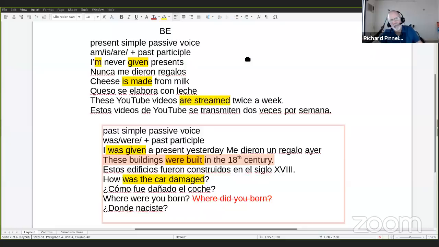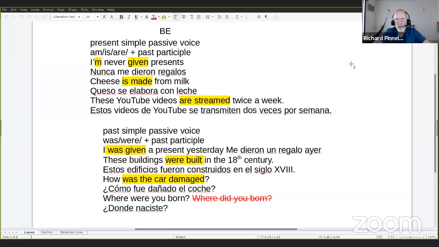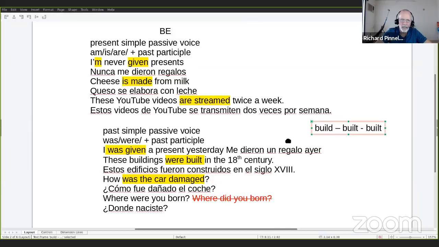Yeah, built is el pasado, they built. Build is el construir. Y el pasado, but it's not the pasado, sorry, it's the pasado participio. It is the same, yeah, sorry. Built is el pasado y built is el pasado participio. In Spanish, it's construir, build. We also have the word construct in English.